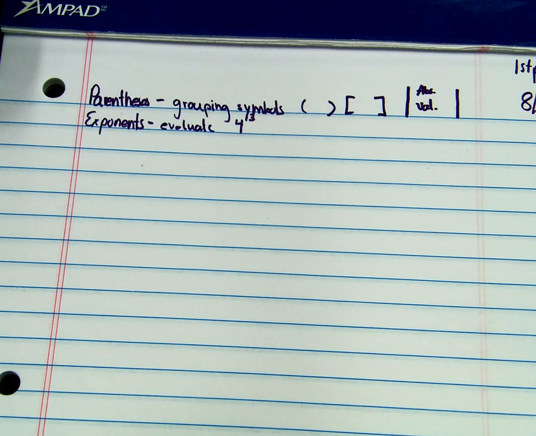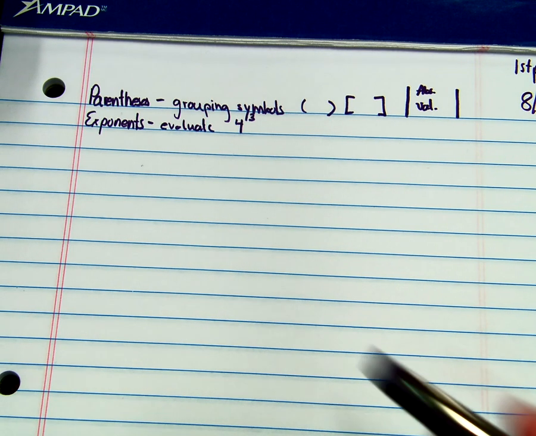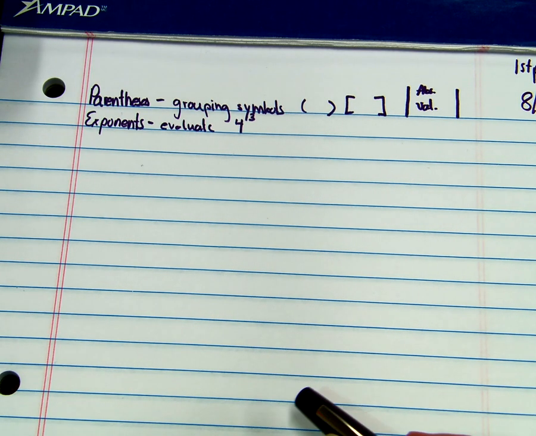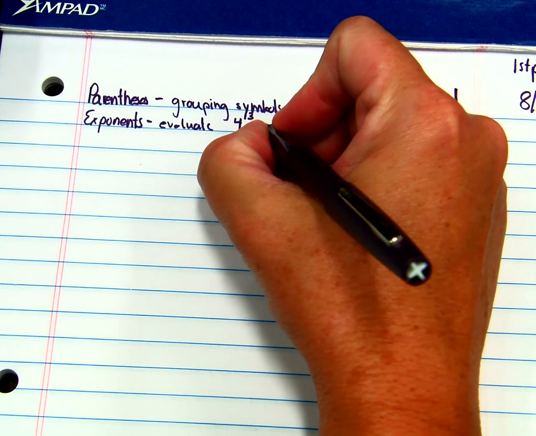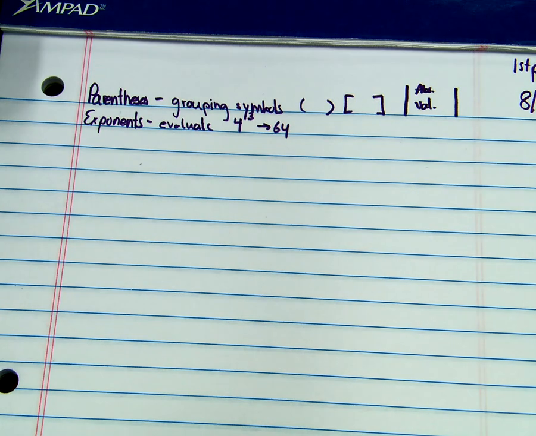Do you know what whole number? 4 times 4 is 16 times 4 is somebody. That's what calculators are for, huh? 64. I heard somebody say it. Yes, that would become a 64. That's what that means. Good.